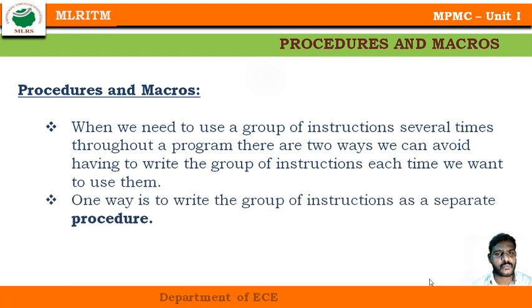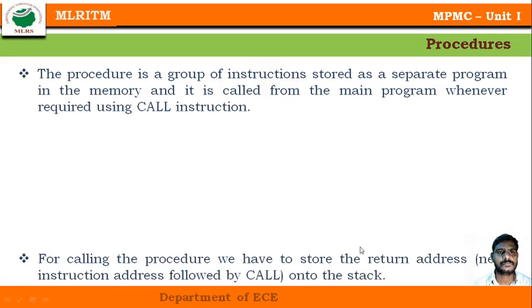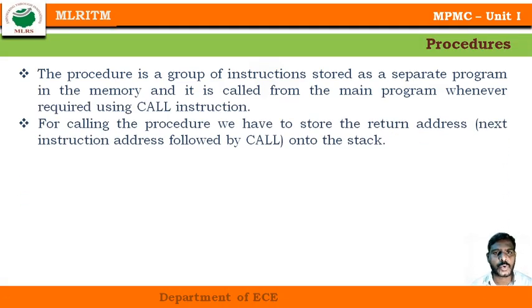One way of writing a group of instructions separately is called a procedure. Another way is called a macro. Let's see the difference between a procedure and a macro. A procedure is a group of instructions stored as a separate program in memory, and it is called from the main program whenever required using a call instruction.